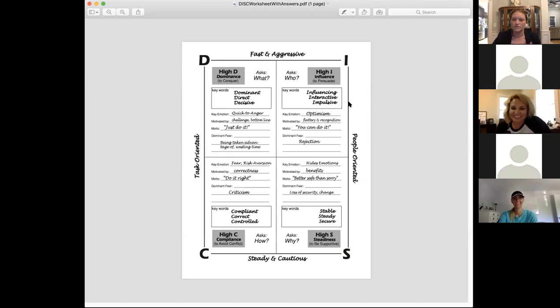People-oriented is on the right, so I and S are going to be your more people-oriented. It's just going to be the pace at which they're going. Your high I's are going to be much faster paced, and your high S's are going to be a little bit slower and quieter. Does everybody understand that so far? That's the basics. All right, I'm going to stop this sharing.